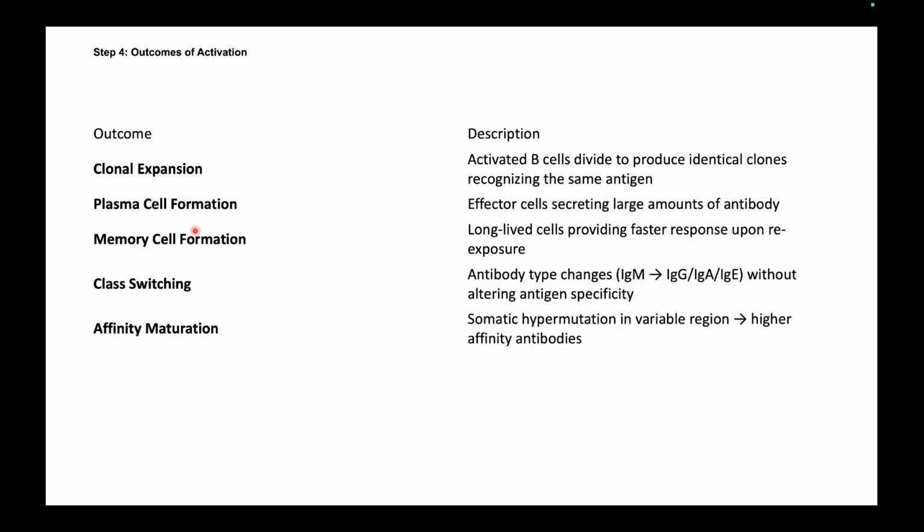Okay, then the memory cell is also formed, which are the long-lived cells providing faster immune response upon re-exposure. Class switching happens, so antibody type changes without altering antigen specificity. And affinity maturation, so somatic hypermutation in the variable region, so higher affinity antibodies are being produced.